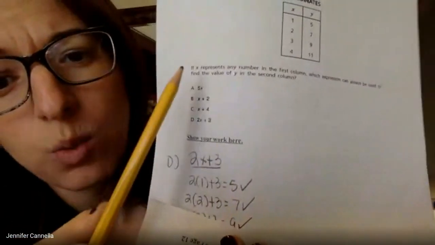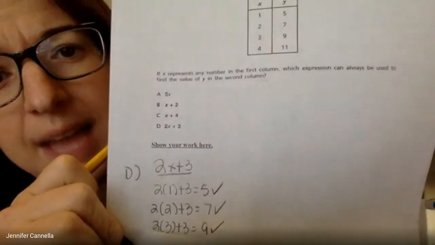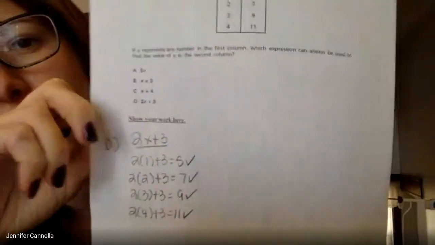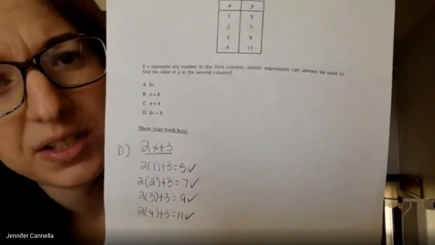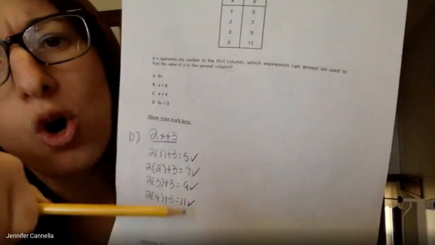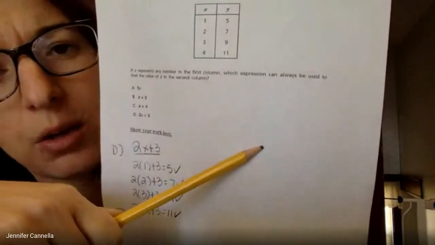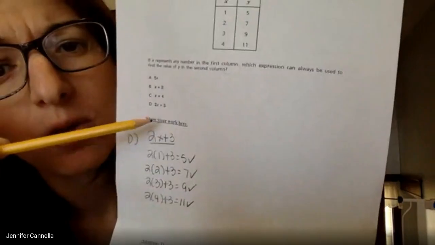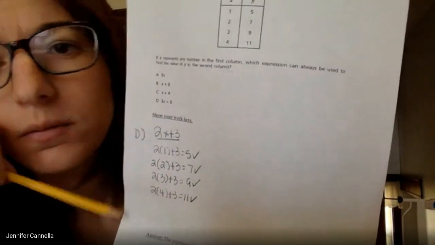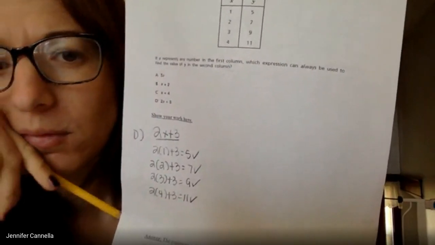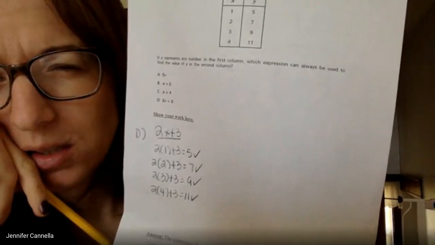2 times 3 is 6. 6 plus 3 is 9. Does that match the y column? Yes. And now the last one is 2 times 4 plus 3. That's 8 plus 3 is 11. They all match. All my answers match the y value. So that is why you pick choice D and not C. Got it? Makes sense? Yes.